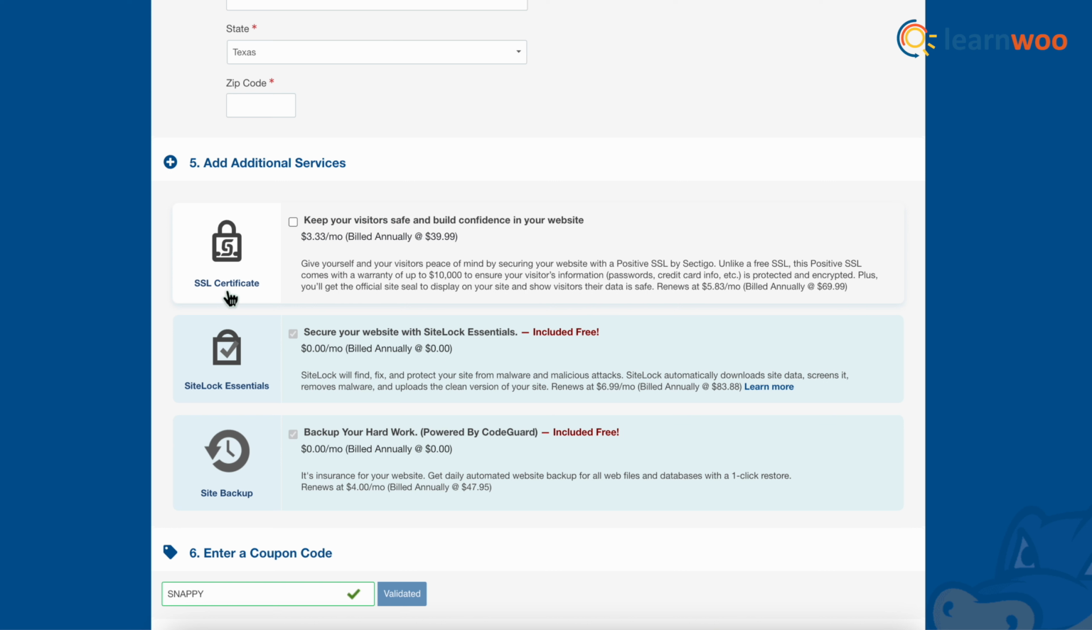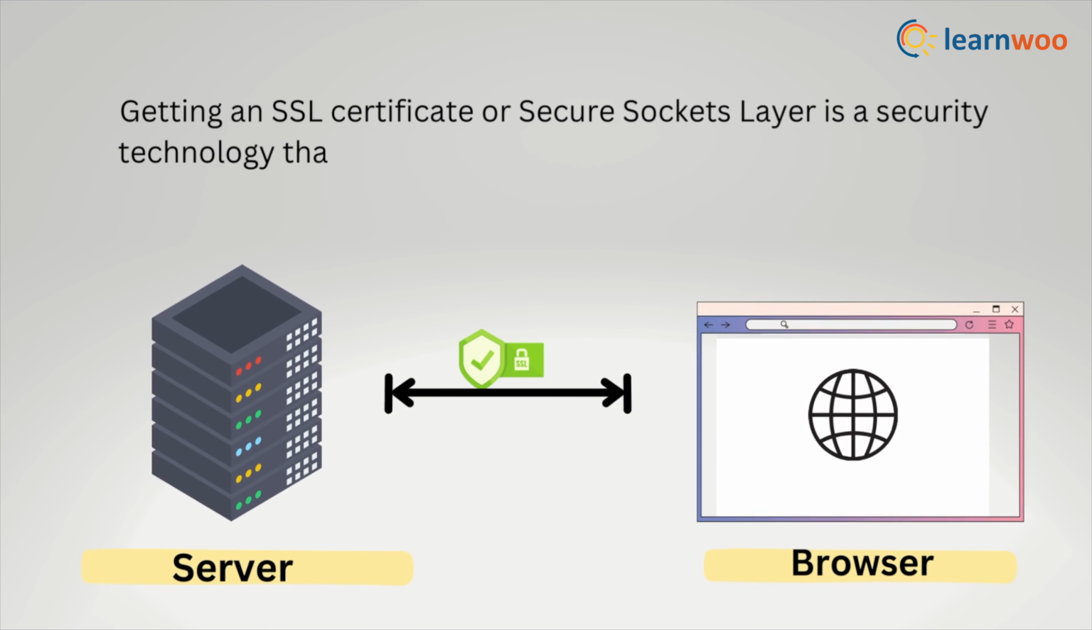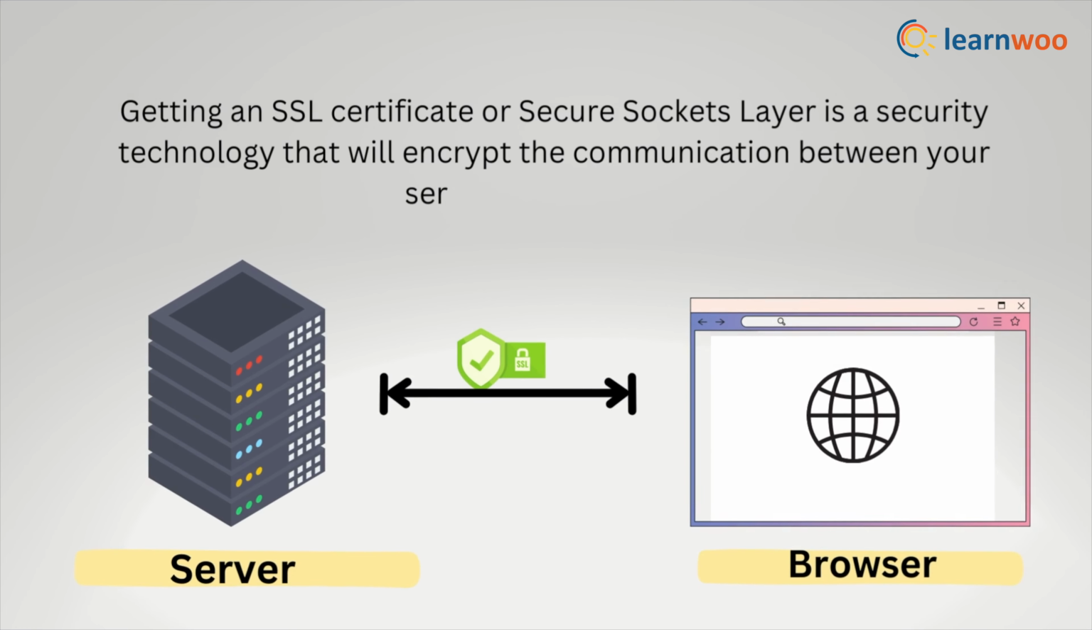Next, go to Add Additional Services section and check on the box next to SSL Certificate. Now, why did we select SSL certificates? That's because it's an important aspect that you need to consider before going ahead with the creation of your online site. Getting an SSL certificate or secure sockets layer is a security technology that will encrypt the communication between your server and browsers. Now, this will ensure the safety of your site, creating a sense of security among your visitors as well. Now, if you're not using HostGator, you can also get it for free through Let's Encrypt or purchase it from a third-party provider like Comodo.